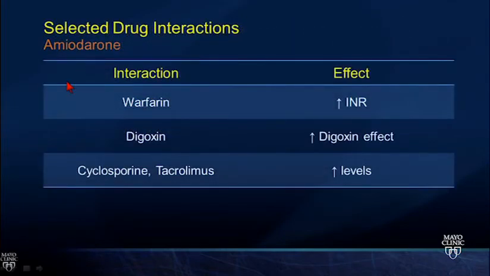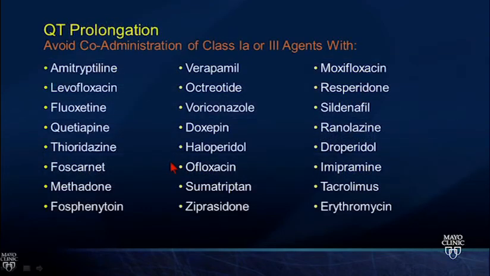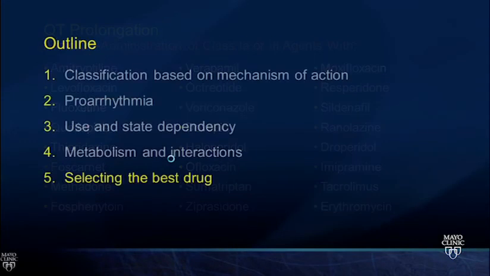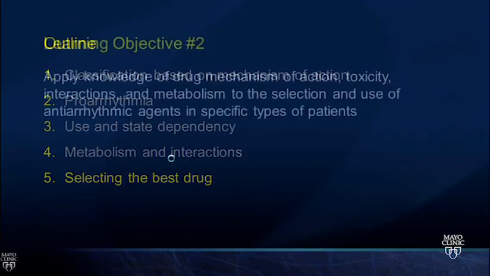So warfarin, amiodarone can increase your INR levels, digoxin, the tacrolimus. Cyclosporin, on the other hand, can increase the amio levels. A lot of drug interactions here. Good to know, especially somebody with a prolonged QT. Now, selecting the best drug for an individual patient.